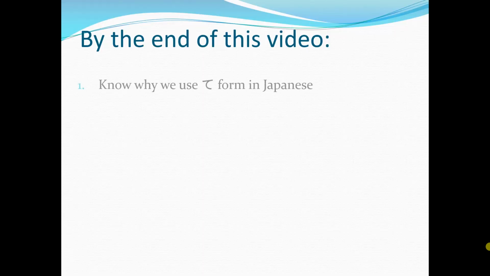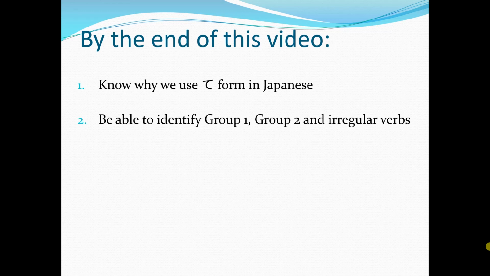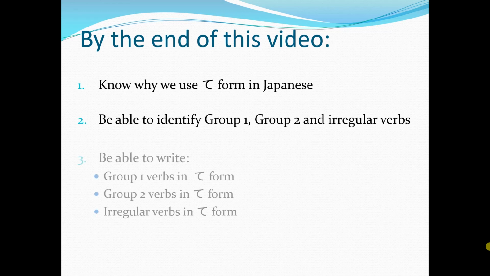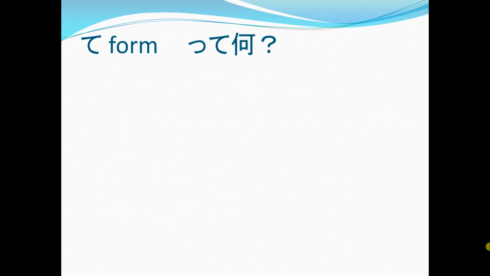So by the end of this video, you're going to know why we use te form in Japanese, be able to identify group 1, group 2, and irregular verbs, and be able to write group 1, group 2, and irregular verbs in te form. So, te form to wa nan deshou?